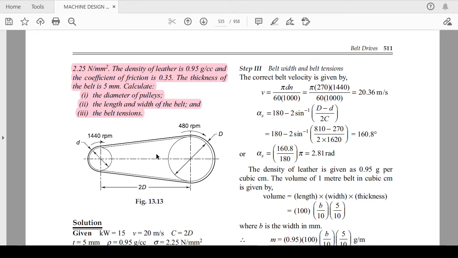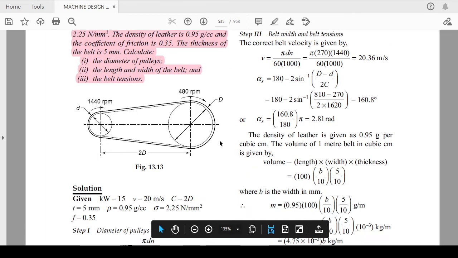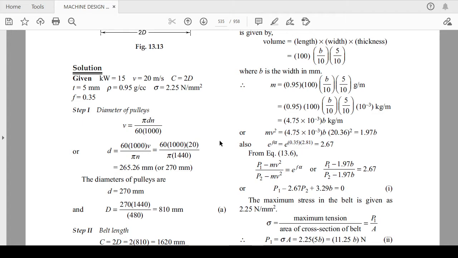From the diagram it is seen that it is a flat open belt drive. The center distance is given as 2D, and it is rotating with this particular rpm. Power is given, so you can calculate the torque. Now we have to calculate the diameter of the pulleys first. V is equal to pi d n. As velocity is given, you can calculate the small diameter d like this.